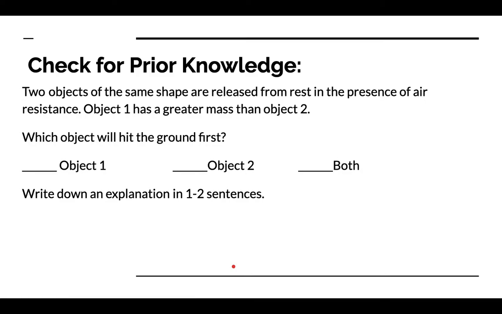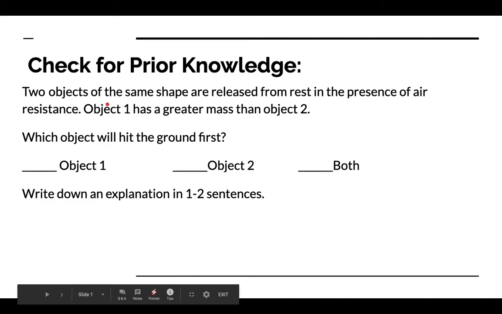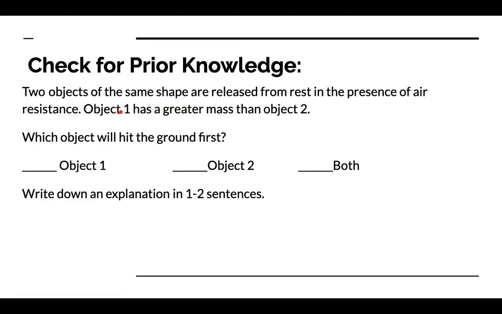Here's a quick warm-up question, a check for prior knowledge. Let's suppose we have two objects of the same shape that are released from rest in the presence of air resistance. Suppose that object 1 has a greater mass than object 2. We want to know which object will hit the ground first.